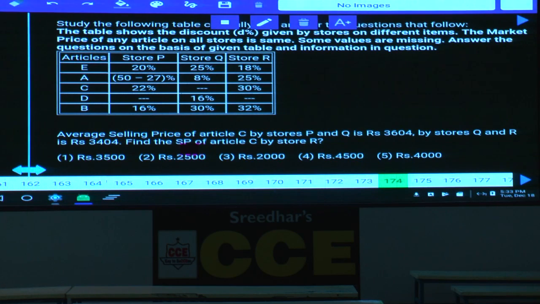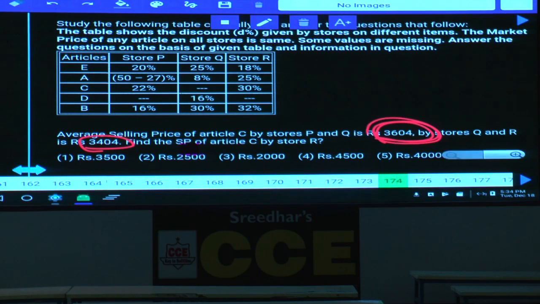Now, this is the average for PQ. This is also the average for QR. Who is common? Q is common. So here we have 3604, but here we have 3404. In the first case, the average is more than the second case, and Q is the same in both cases, correct? So the conclusion is P value is more than R value. Agreed? Right.